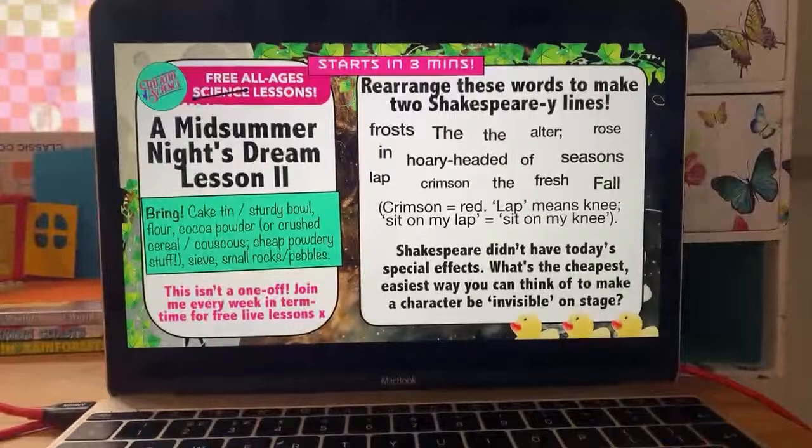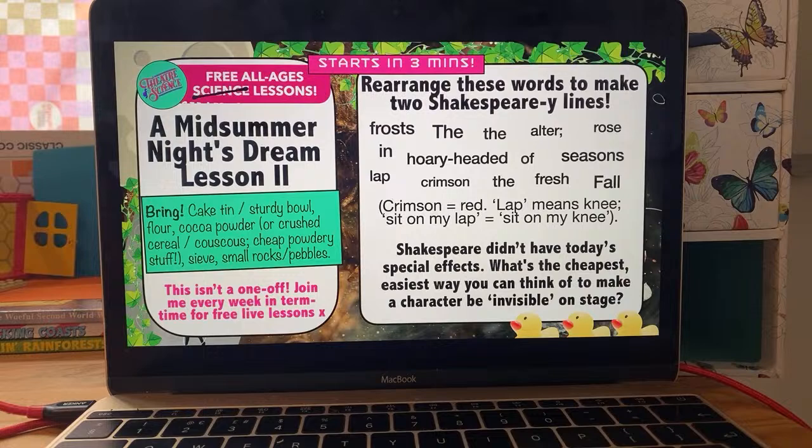Flour, cocoa powder, sieve, and oh yeah, it's the YouTube version. Let's go big. I'm going to use a whole baking tray. Also, I had quite a lot of cocoa powder splash on my laptop yesterday, which wasn't good. Right, I'll be with you in a sec.